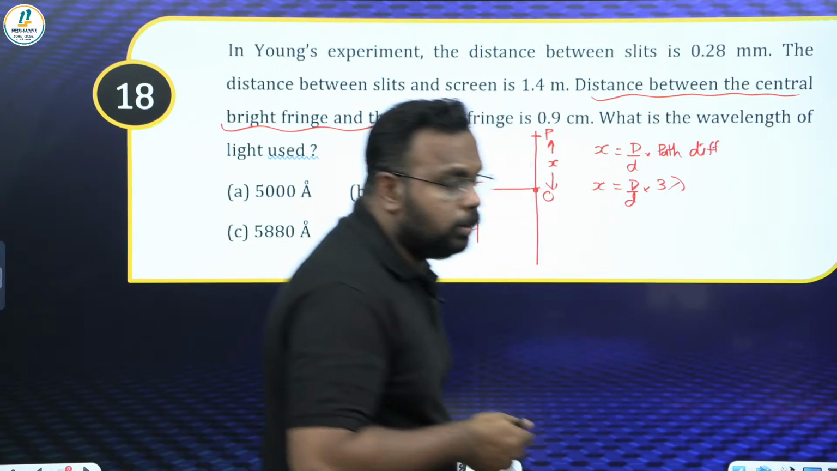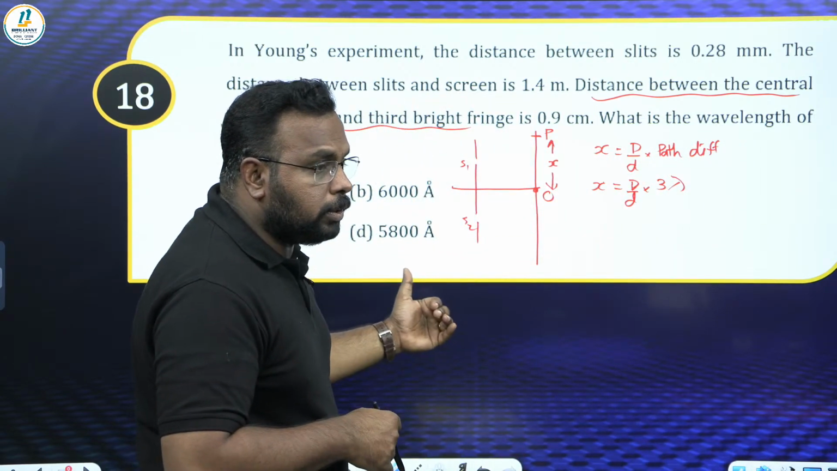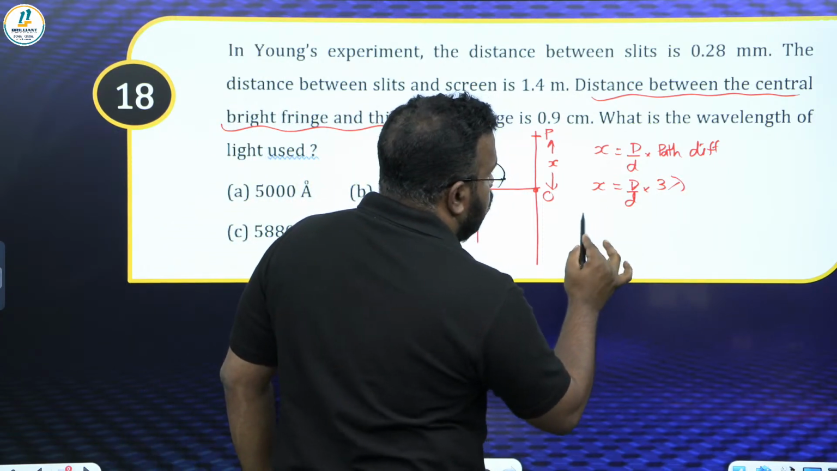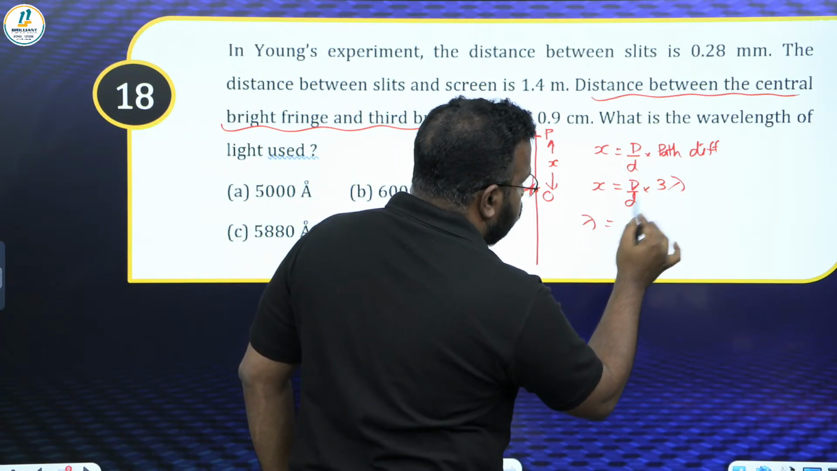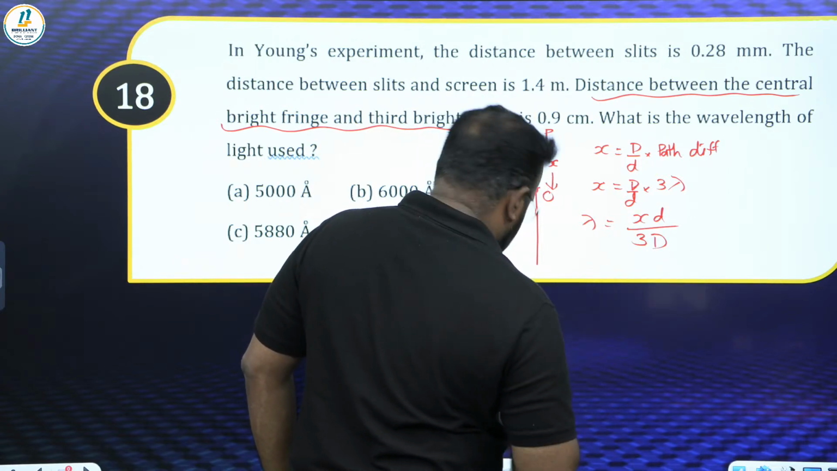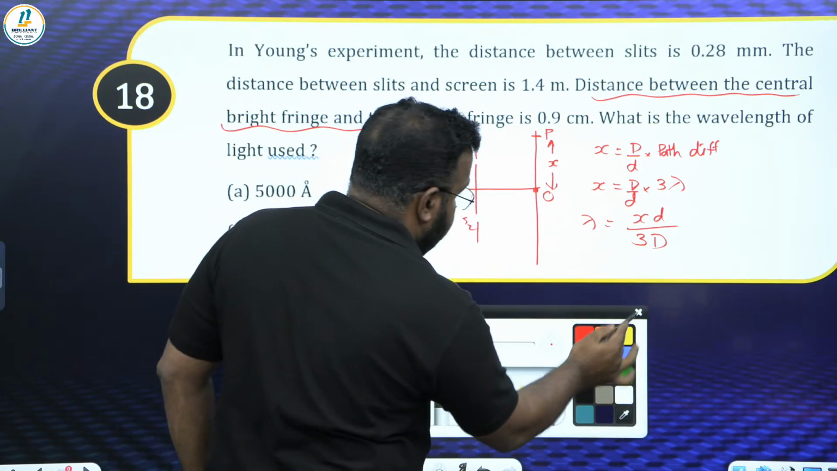No, Adul. It is square root we have to take, no? Please check. Okay. So lambda is equal to X into d by 3D. So now you can substitute and tell me the answer quickly.